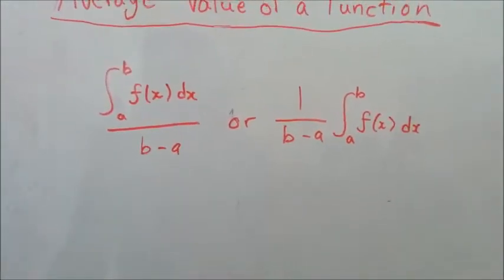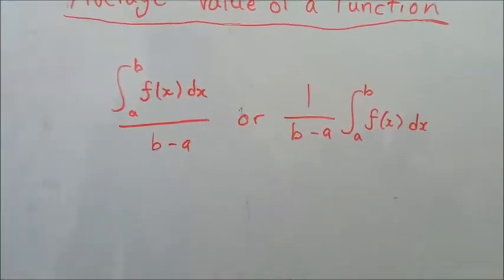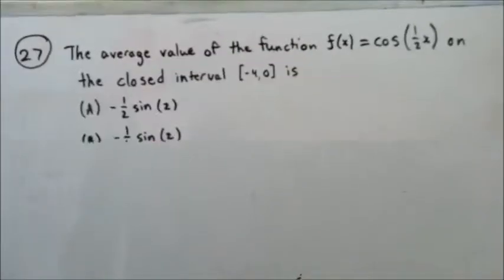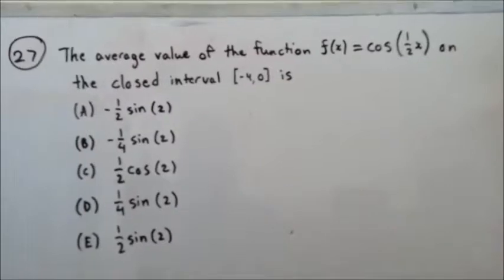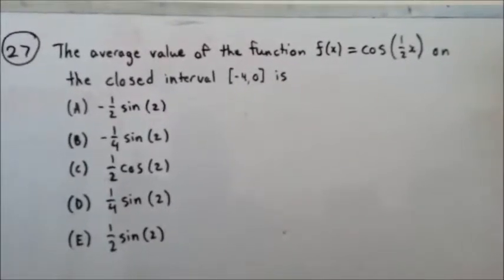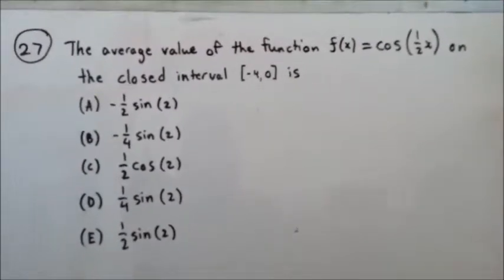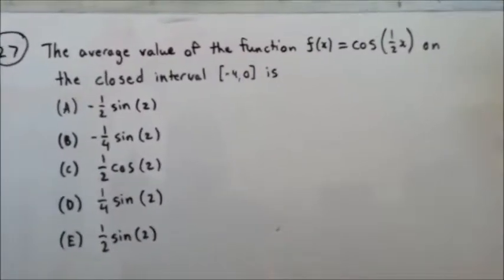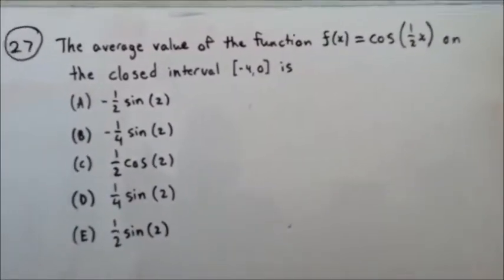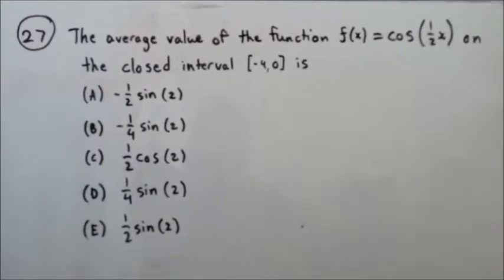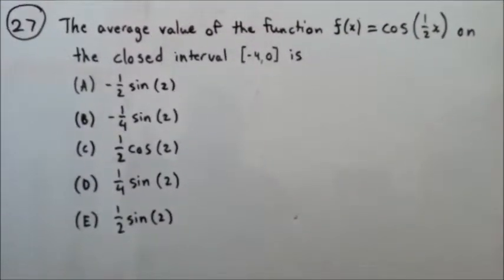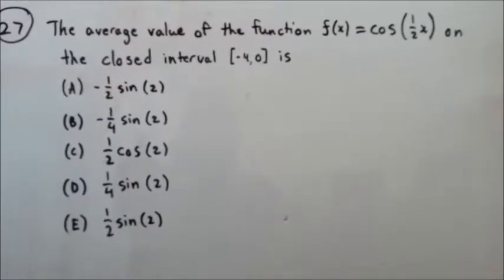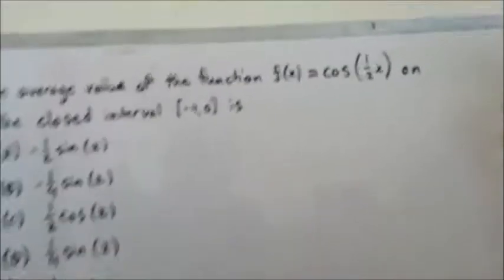Now, we're going to look at some sample AP problems next, and I'm going to show you how to solve them. Alright, so here's a great example of an AP style problem that deals with the average value of the function. Here it's asking this. The average value of the function f of x equals cosine half x on the closed interval from -4 to 0 is. And then there's 5 different options. But we can't eliminate any of them right now, unfortunately.